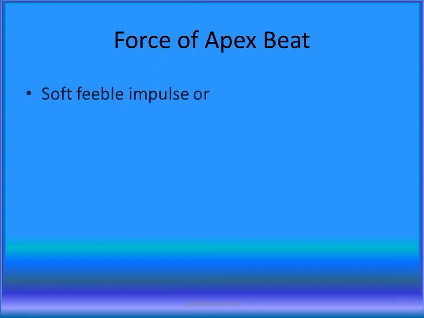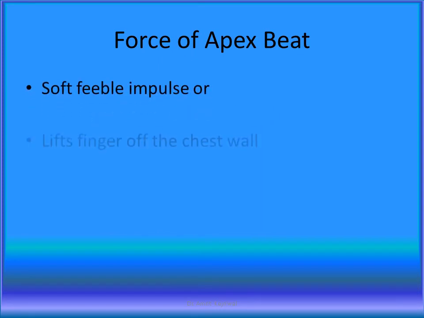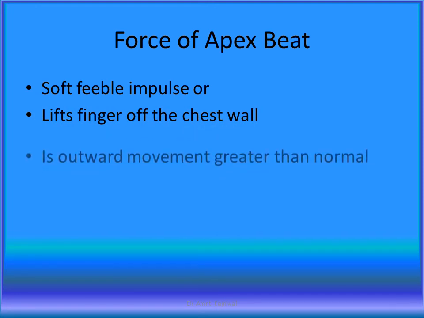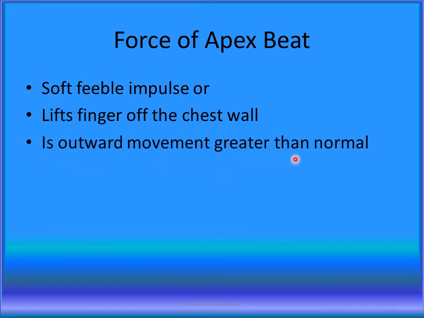Coming to the physiology of impulse, the maximum outward motion occurs after the aortic valve opens. It lasts for 0.08 seconds, and after it finishes, the left ventricle apex moves inwards or retreats.